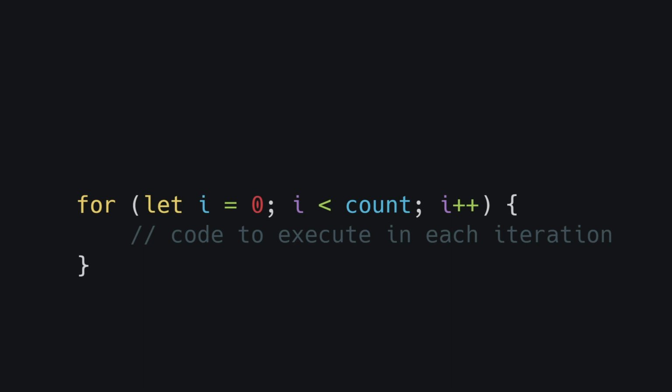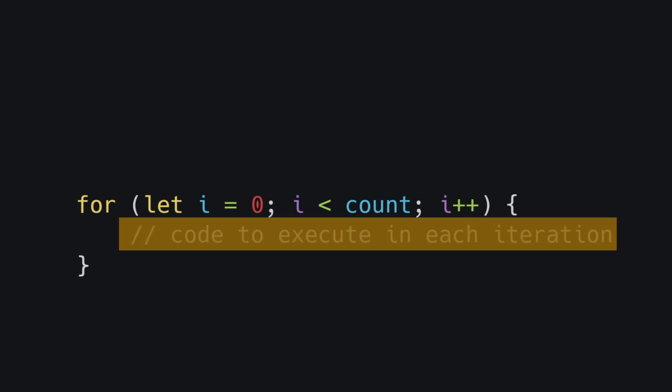The loop starts with an initial value of i equals 0. The loop will continue executing as long as the condition i less than count is true. After each iteration, the value of i is incremented by 1 with i++. The code inside the loop's block will execute in each iteration.